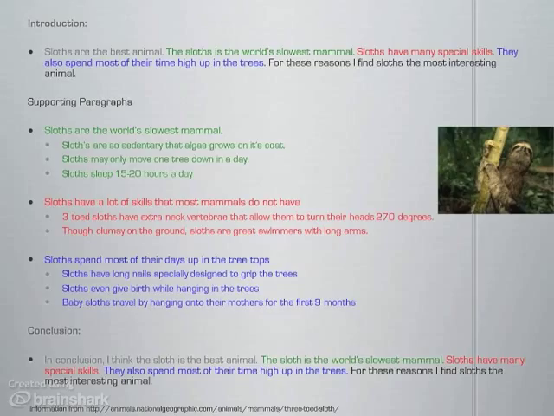It's all color-coded so that you can see how this works. It's best if your conclusion and your introduction vary a little bit, but you're summing up the same main points, just rewording things a bit.